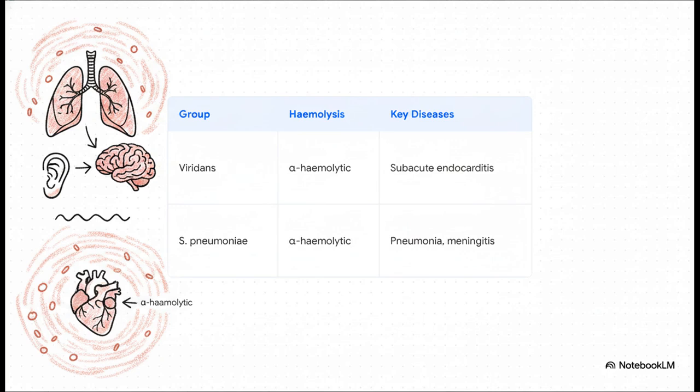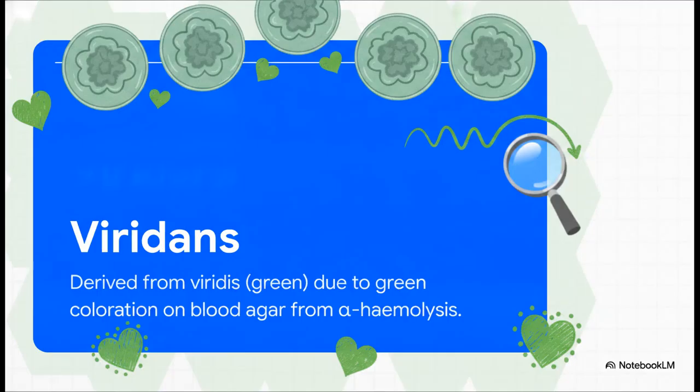Now, it's super important to keep S. pneumoniae and its classic respiratory targets like pneumonia, meningitis, sinusitis, and otitis media distinctly separate from the viridans group. Both are alpha hemolytic, sure, but their clinical presentations are just vastly different. What's actually kind of cool here is the word origin. Viridans comes from viridis, literally meaning green. And that buzzword, green coloration on agar, is the visual cue you should always associate with subacute bacterial endocarditis.